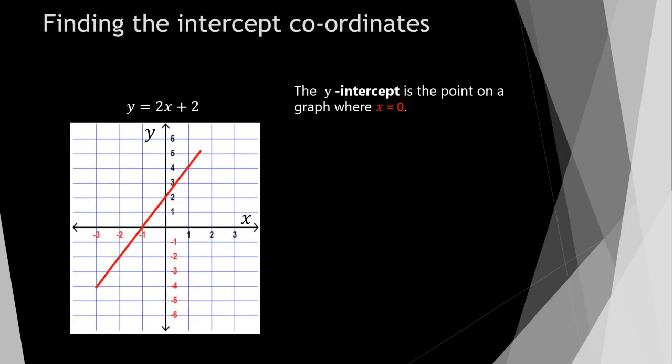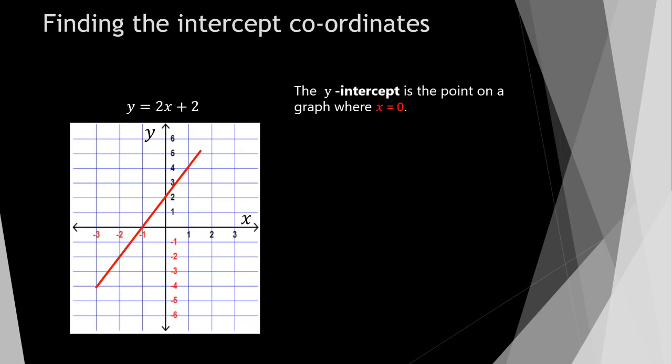So with that in mind, this is our graph here, and we know that the rule is y equals 2x plus 2. So the y-intercept, which is the point where the line hits the y-axis, is where x equals 0, because obviously it hasn't gone left and it hasn't gone right. So x is in the middle, x equals 0.